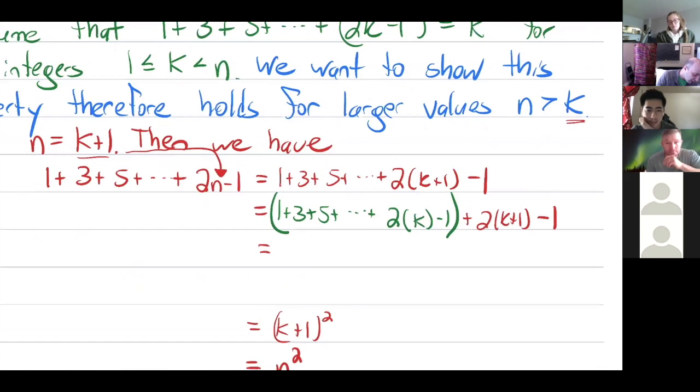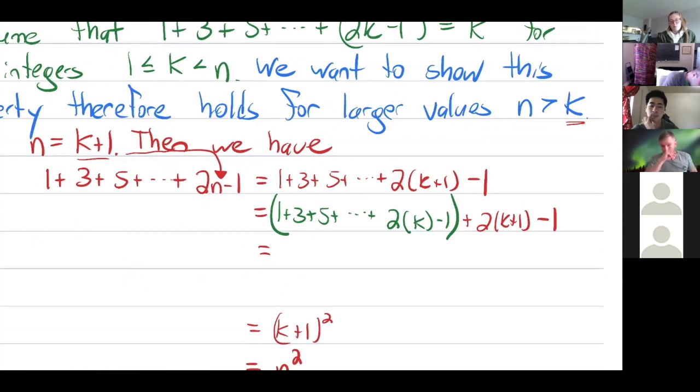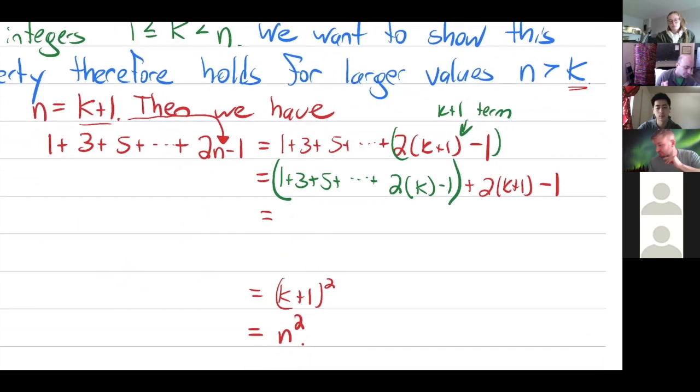So that's where this came from over here. This is the k plus 1 term. So over here, we're just saying the sum of the first k terms plus the additional k plus 1 term. And that's a reasonable thing to do in this case because we want to break this down to a prior case with some new stuff over here.